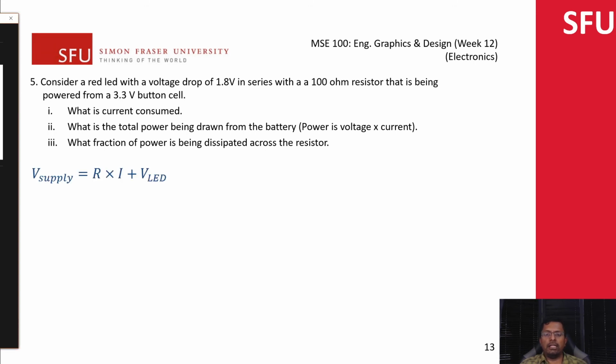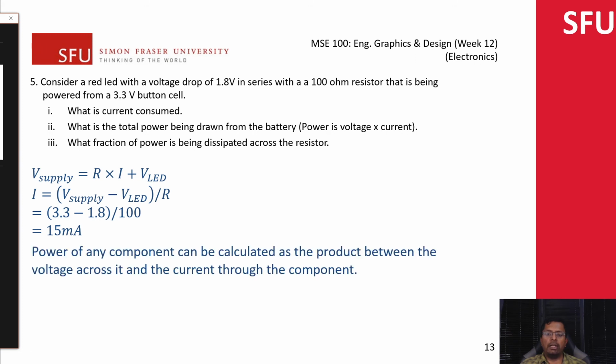Just rearranging the terms, V supply should be equal to IR plus V LED. What we don't know is the I, so we can rearrange this and write the current as V supply minus V LED divided by R. That becomes 3.3 minus 1.8 divided by 100, which comes to 15 milliamps. And as we said, the power in any component can be calculated by the current times the voltage.